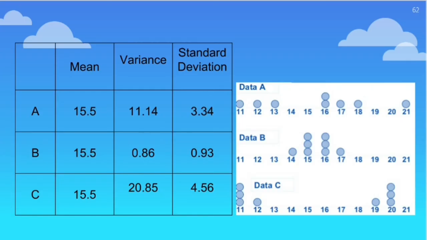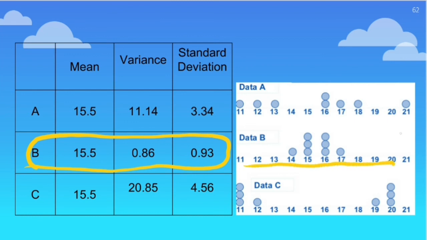To summarize the three sets of data, we have here A, B, and C with the same means. So in order to differentiate the three sets of observations, we need to look at their variance and standard deviation. Data set B is more consistent because its variance and standard deviation are closer to 0. If you look at the illustration here on the side, the data values are consistent. They are closer to one another. Unlike data set A and data set C, they are quite spread because they have bigger variance and standard deviation. So that's the purpose of measures of dispersion, in order to explain the consistency of our data values.